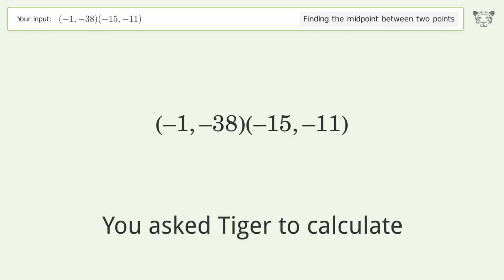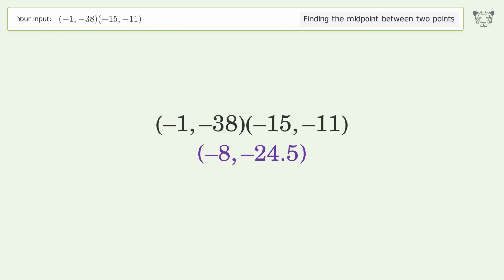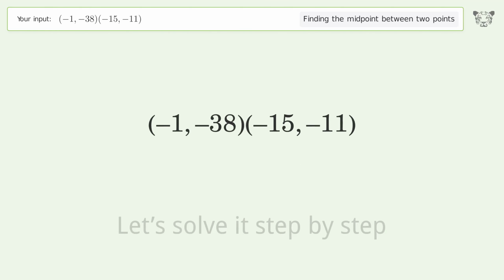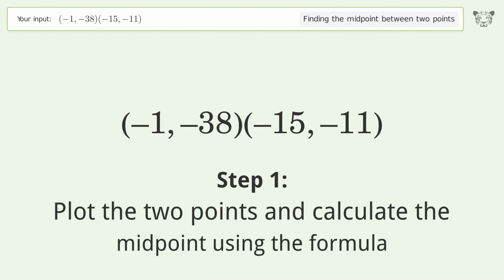You ask Tiger to calculate. This deals with finding the midpoint between 2 points. The midpoint between the 2 points is -8, -24.5. Let's solve it step by step. Plot the 2 points and calculate the midpoint using the formula.